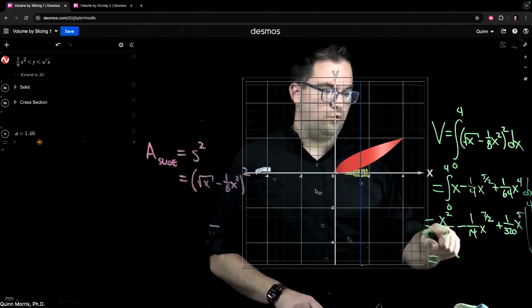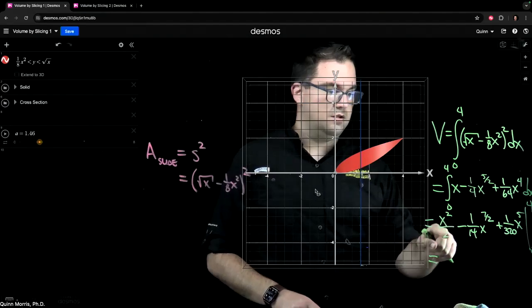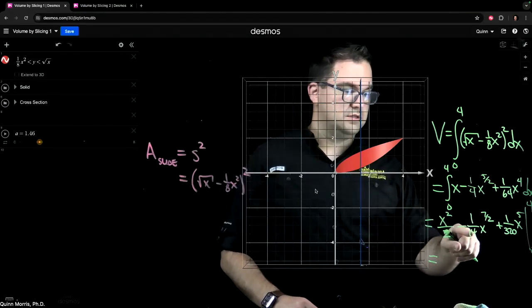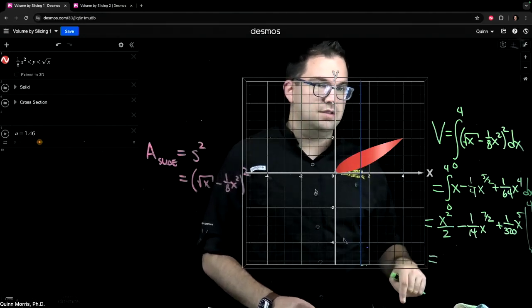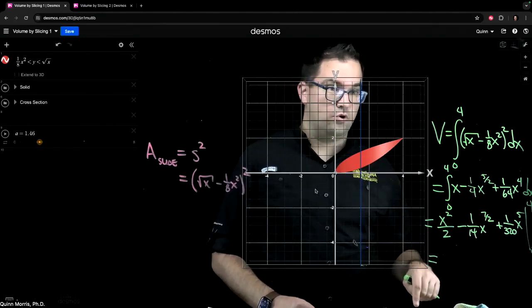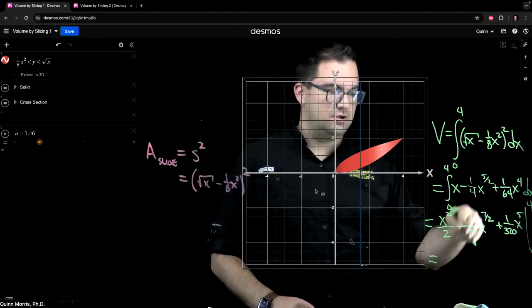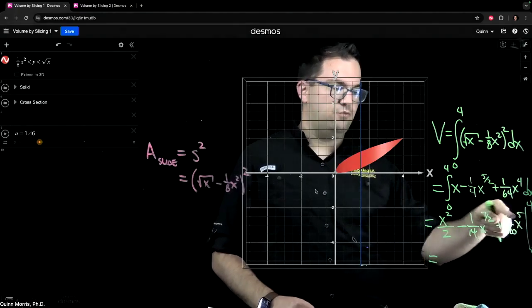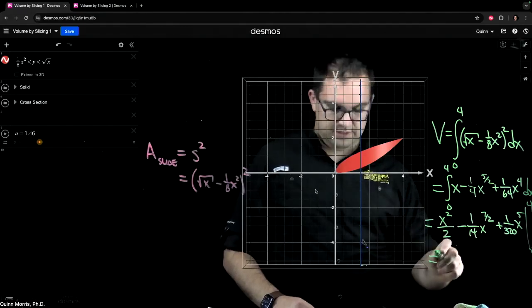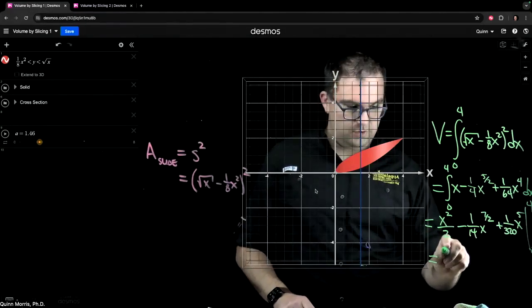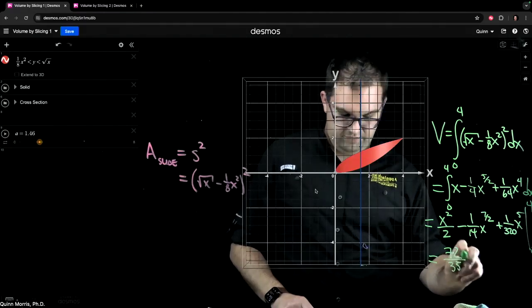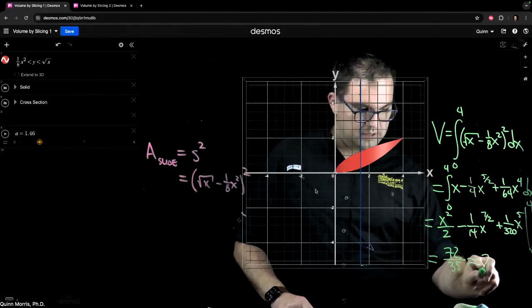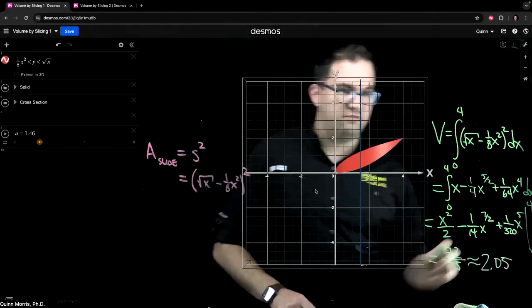But you could just plug in 4 here, right? So you'd get 16 over 2 minus 1 over 14, 4 to the 7/2. That's the same as the square root of 4 to the 7th. So that's 2 to the 7th. So you have to figure out what that is, and you have to figure out 4 to the 5th. It gets sort of tedious. But you plug this in a calculator, and you get that the final answer is 72/35, which is approximately 2.05.